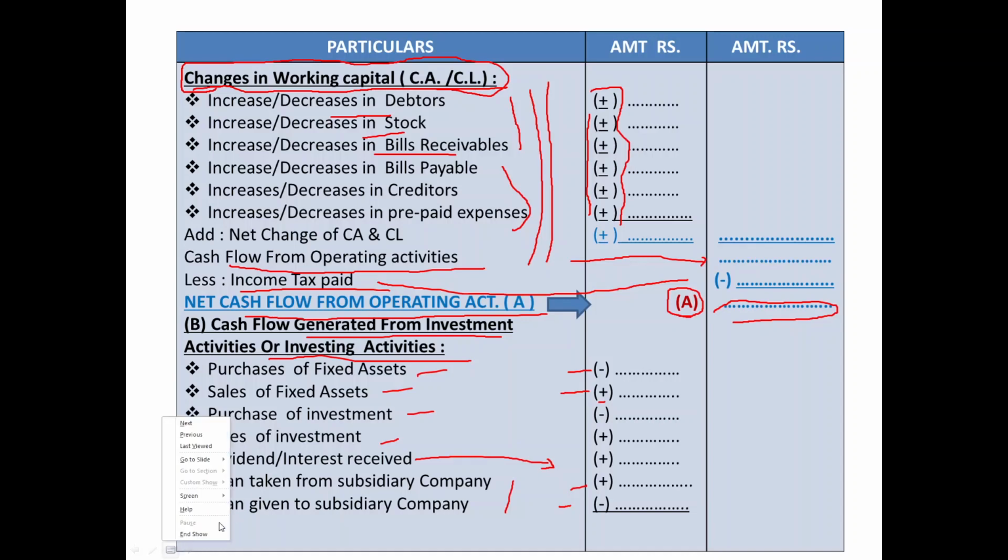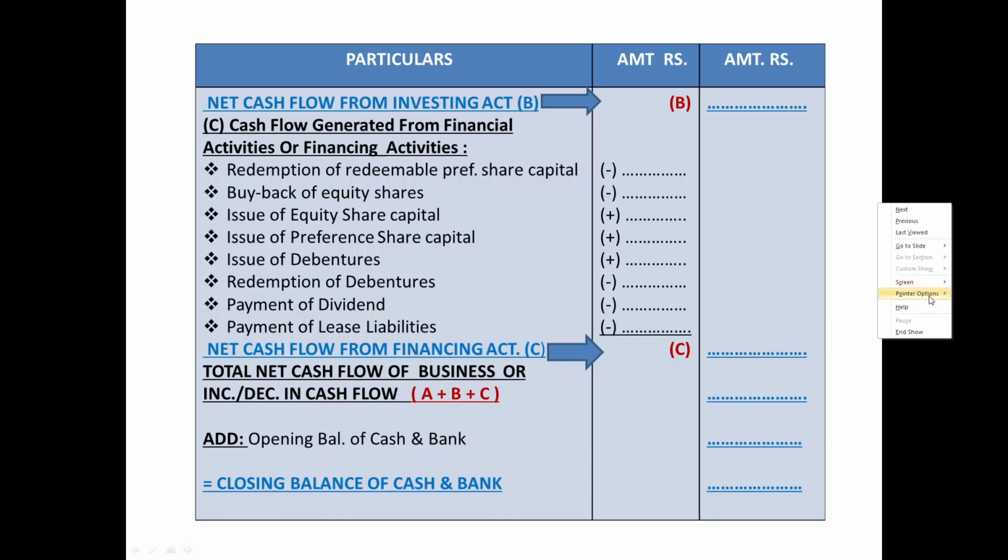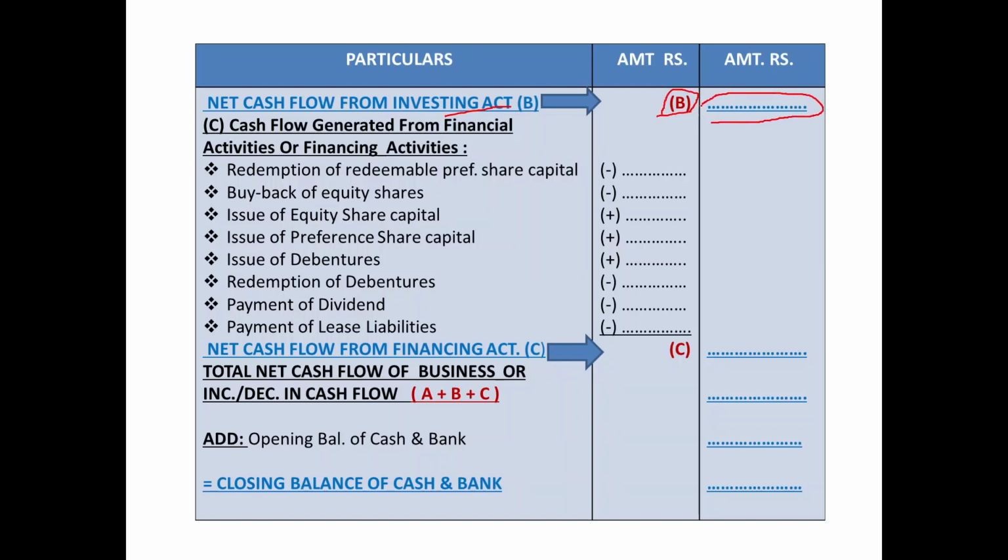Then the total of this title B, net cash flow from investing activities. B, we have to use again ahead. Whatever the figure is there, put it over here.